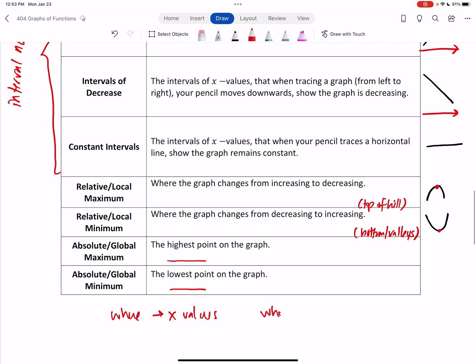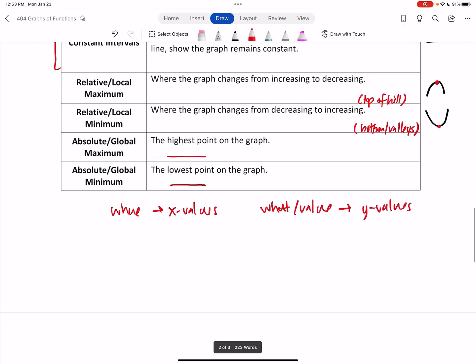What or value is y values. So they'll say, where does the maximum occur? Or what is the maximum value? When they say where, you give them an x. When they say what, you give them a y. Otherwise, you could give a point. So let's try to do that for a graph.